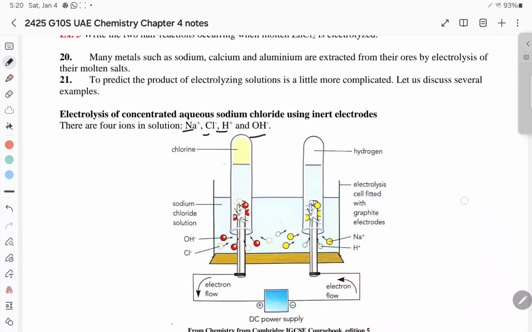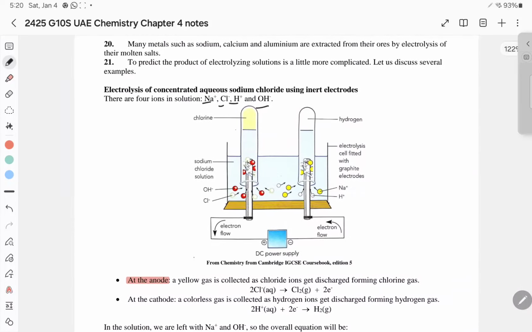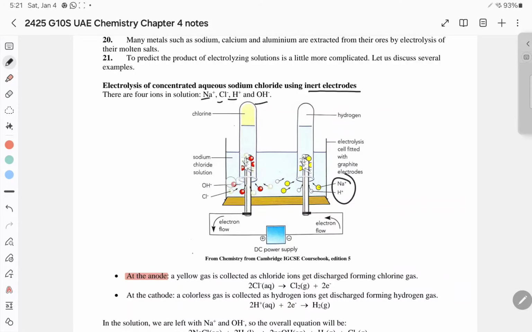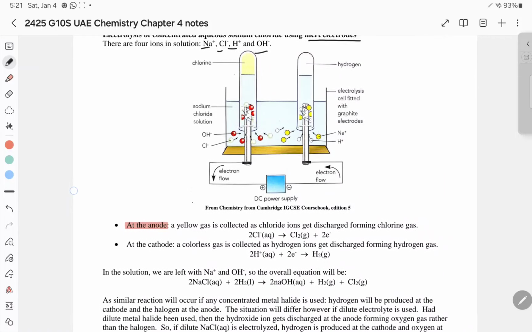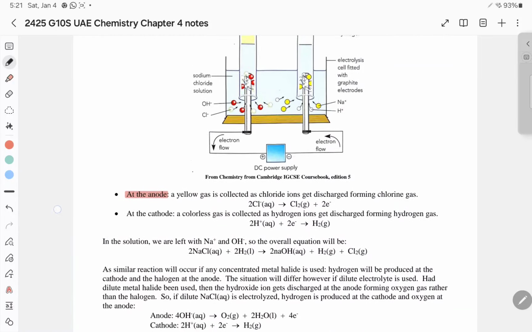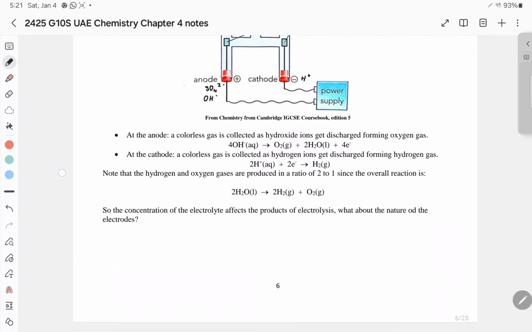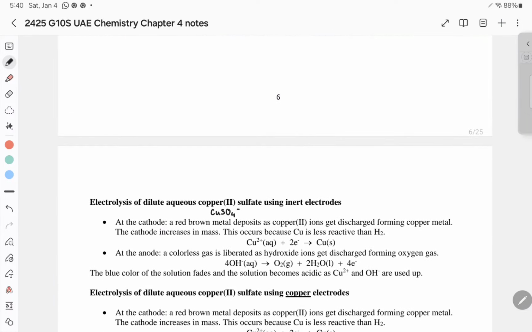Now here it's telling us that you have to use inert electrodes if you don't want them to react with your ions. This is here just an example. You should read it if you want to understand. Likewise here. Now moving on.